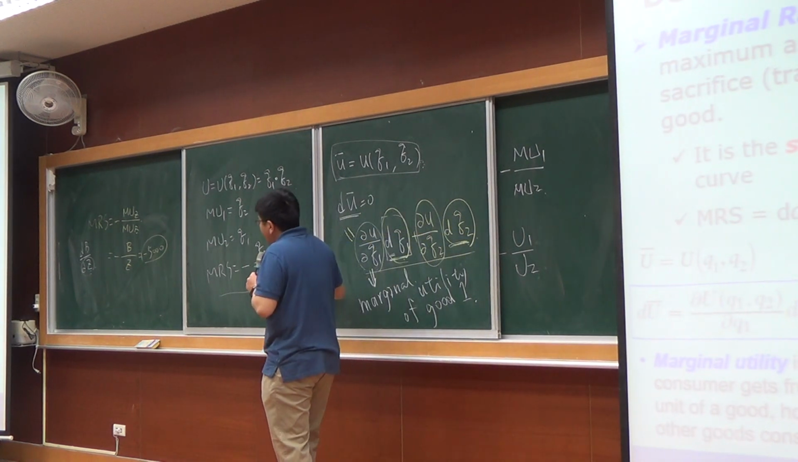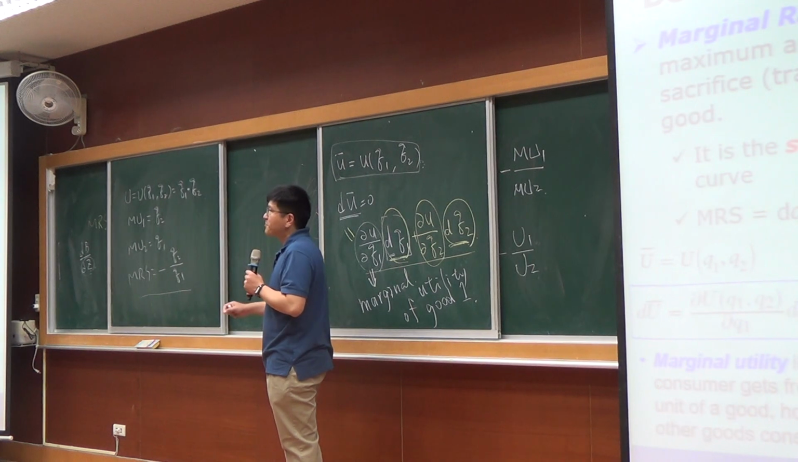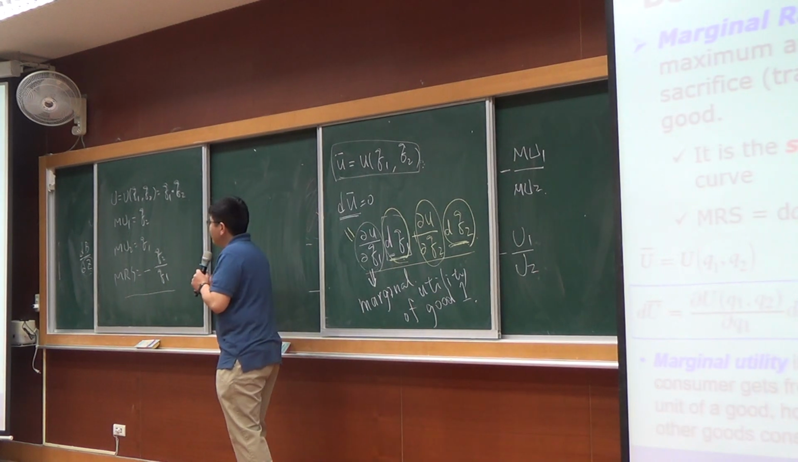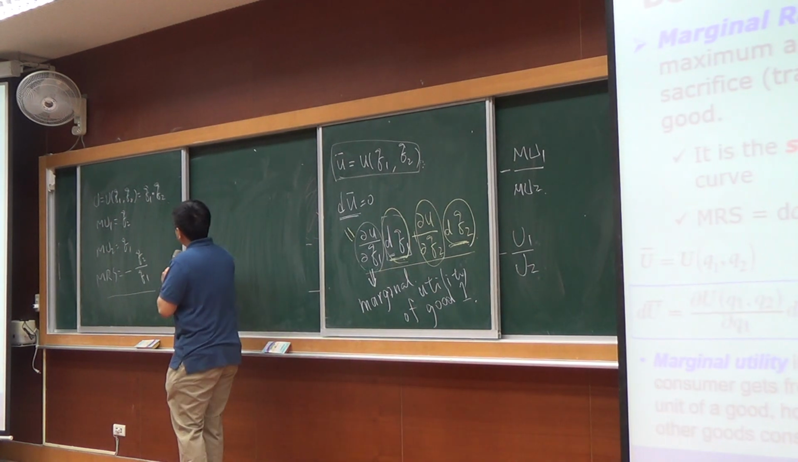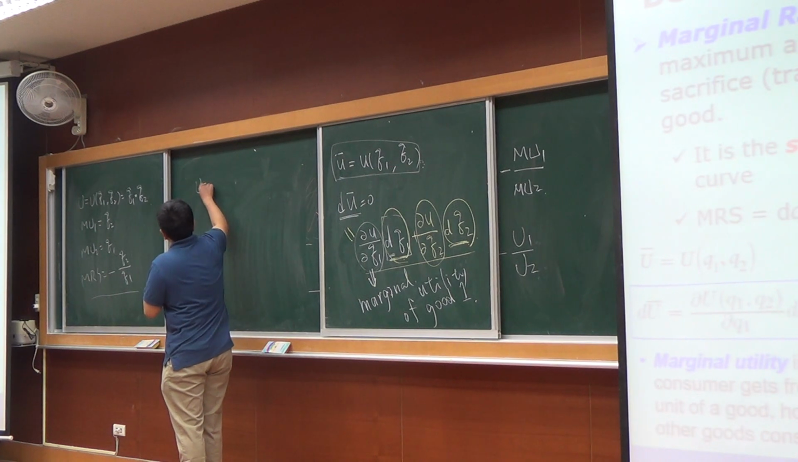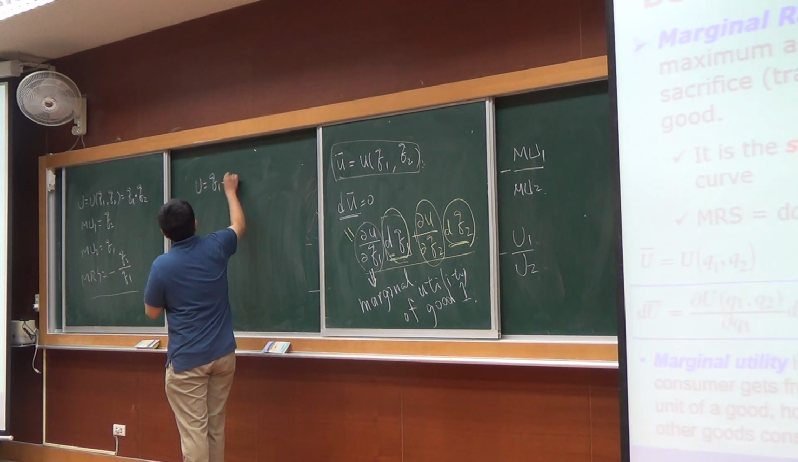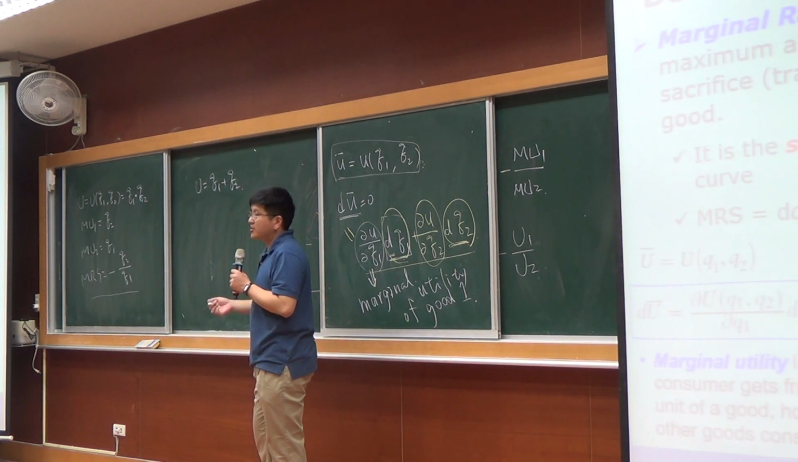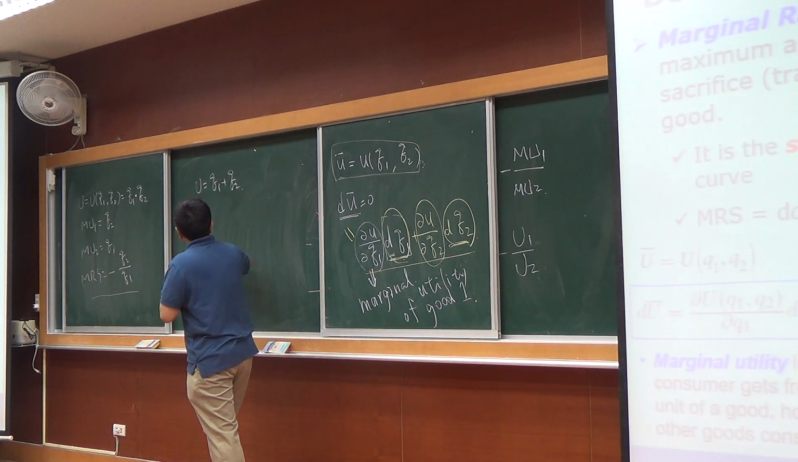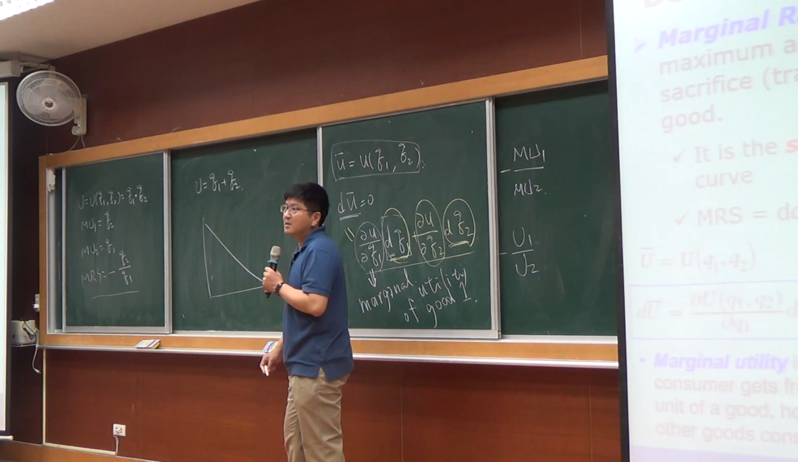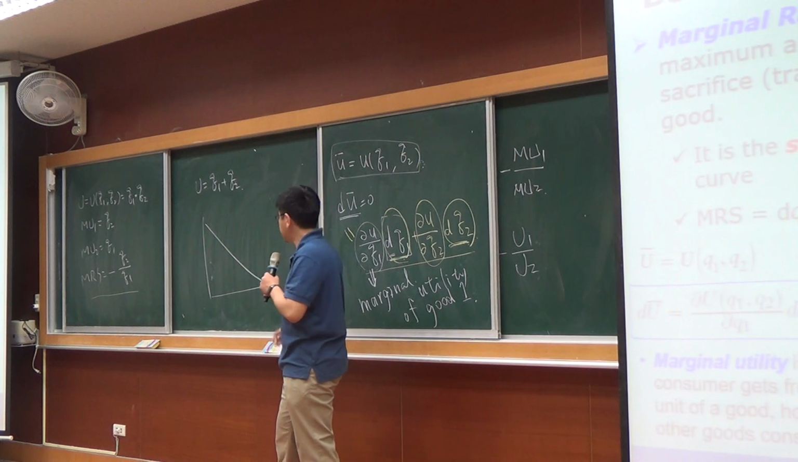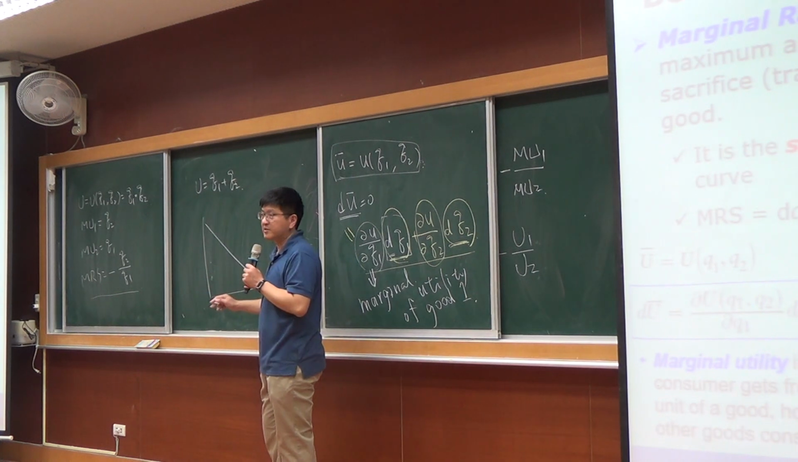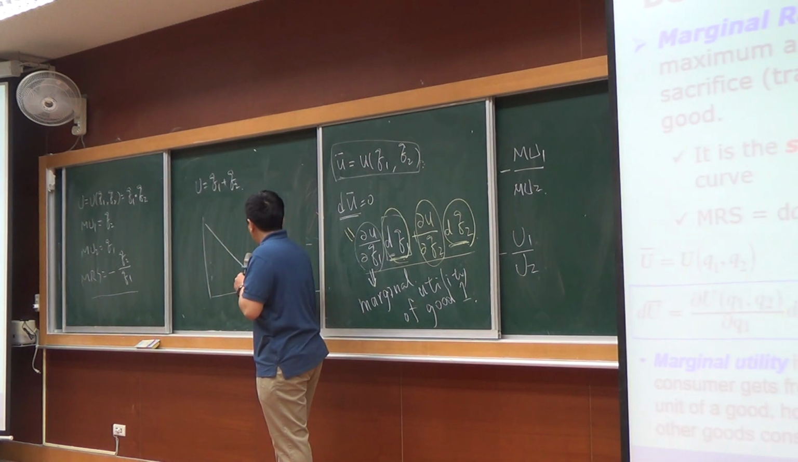And if you want a perfect correspondence, I can give you another example here. U equals q1 plus q2. This is another utility function. And it's actually something where we have a straight indifference curve. q1, q2.